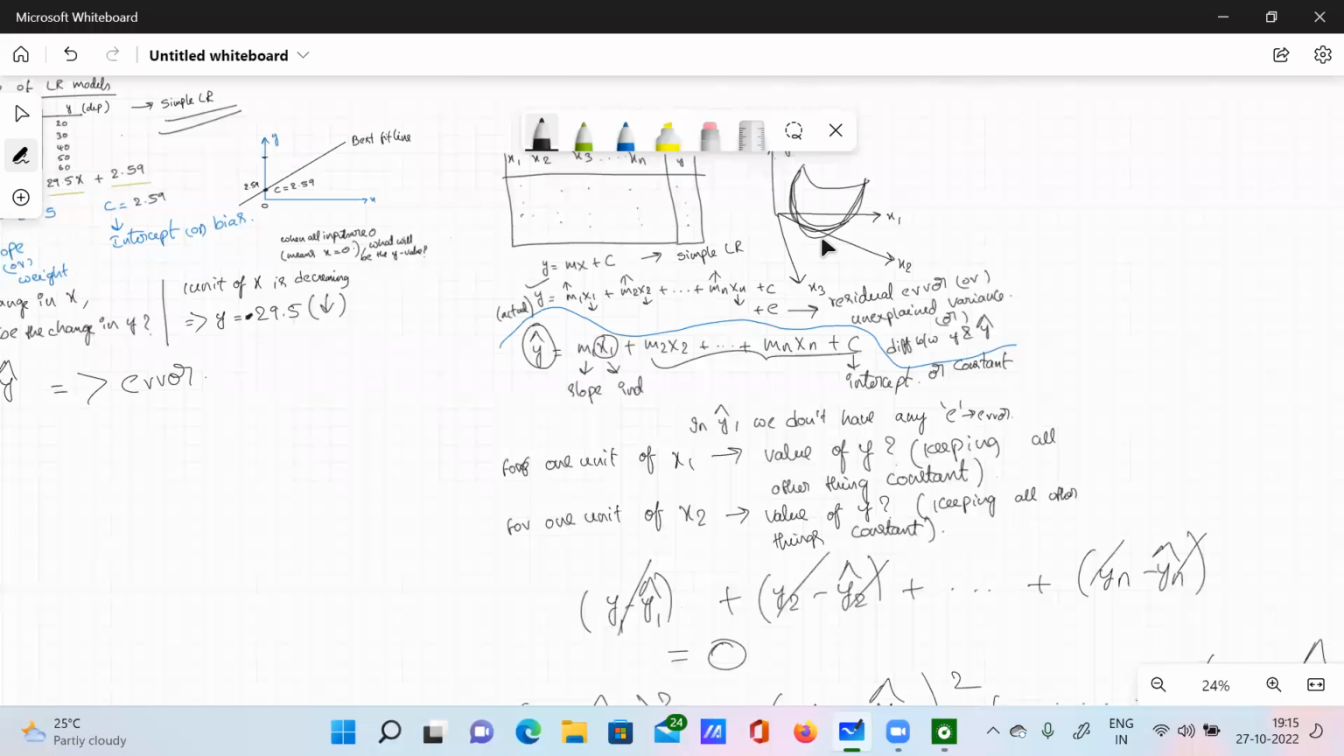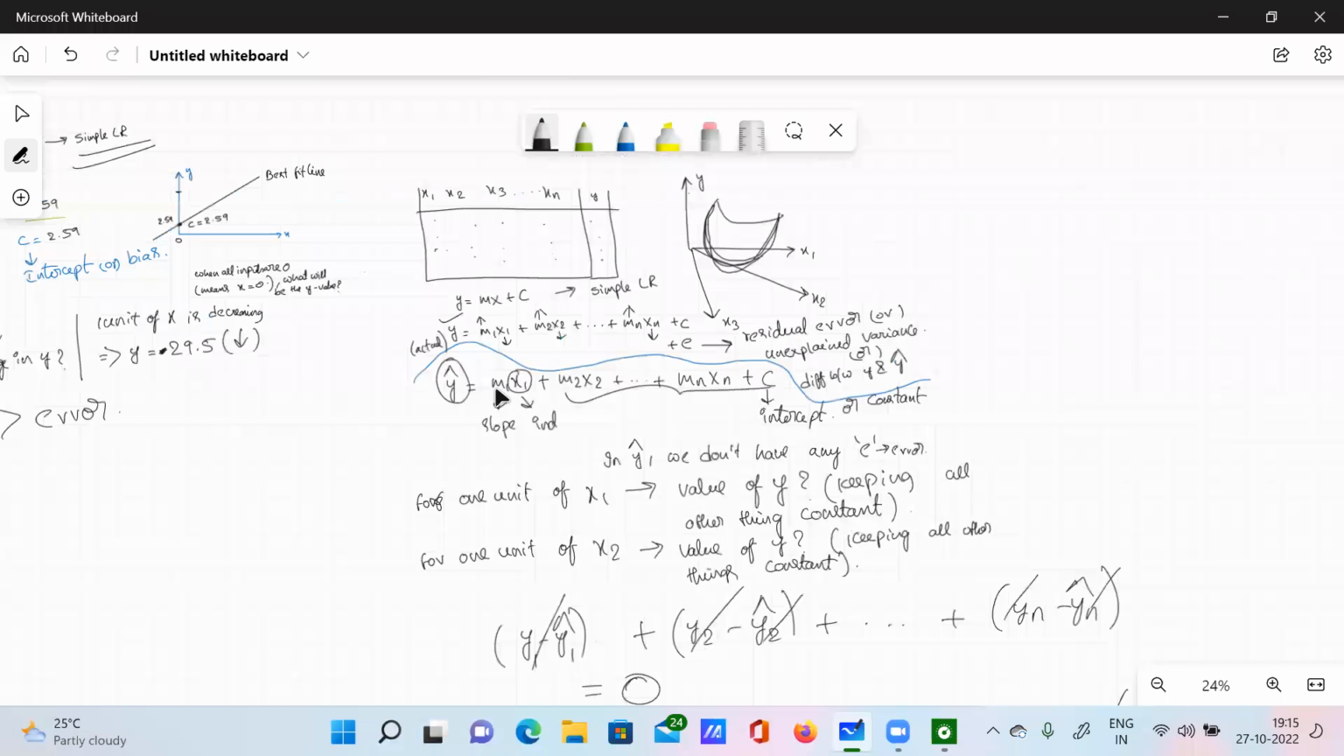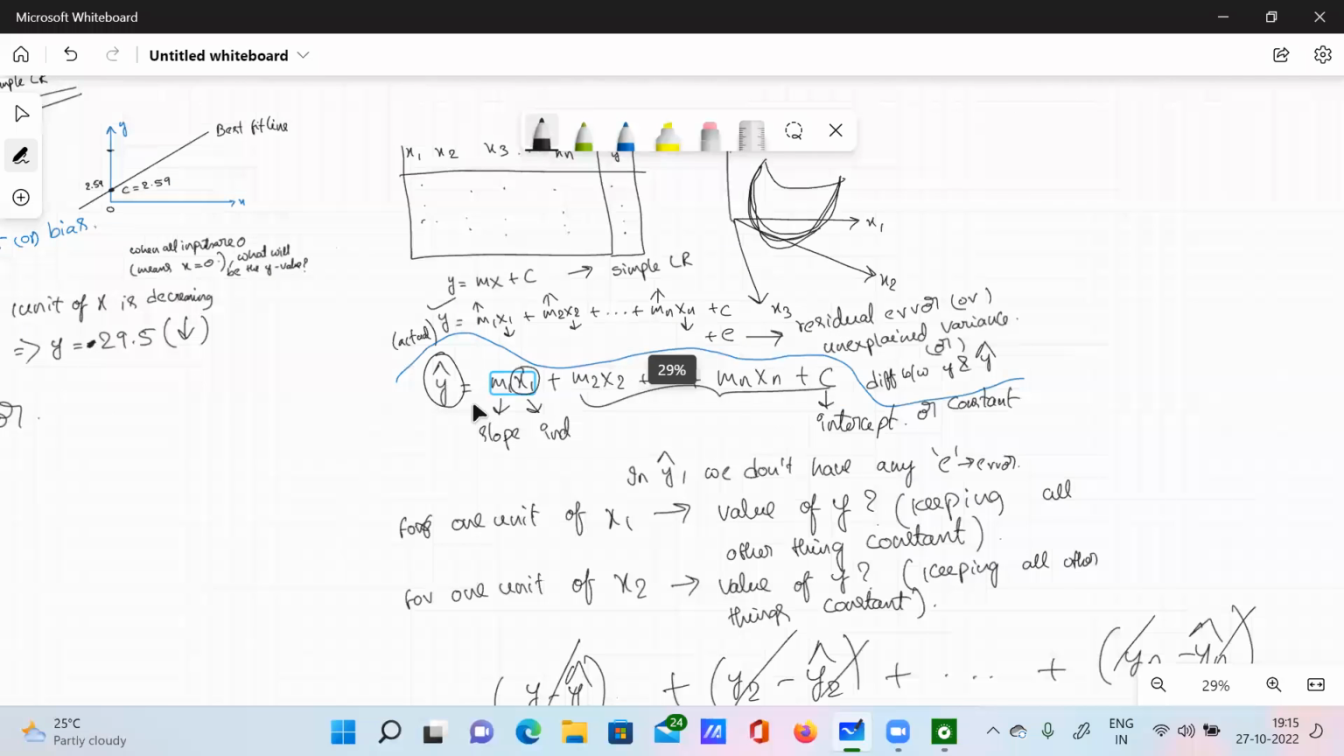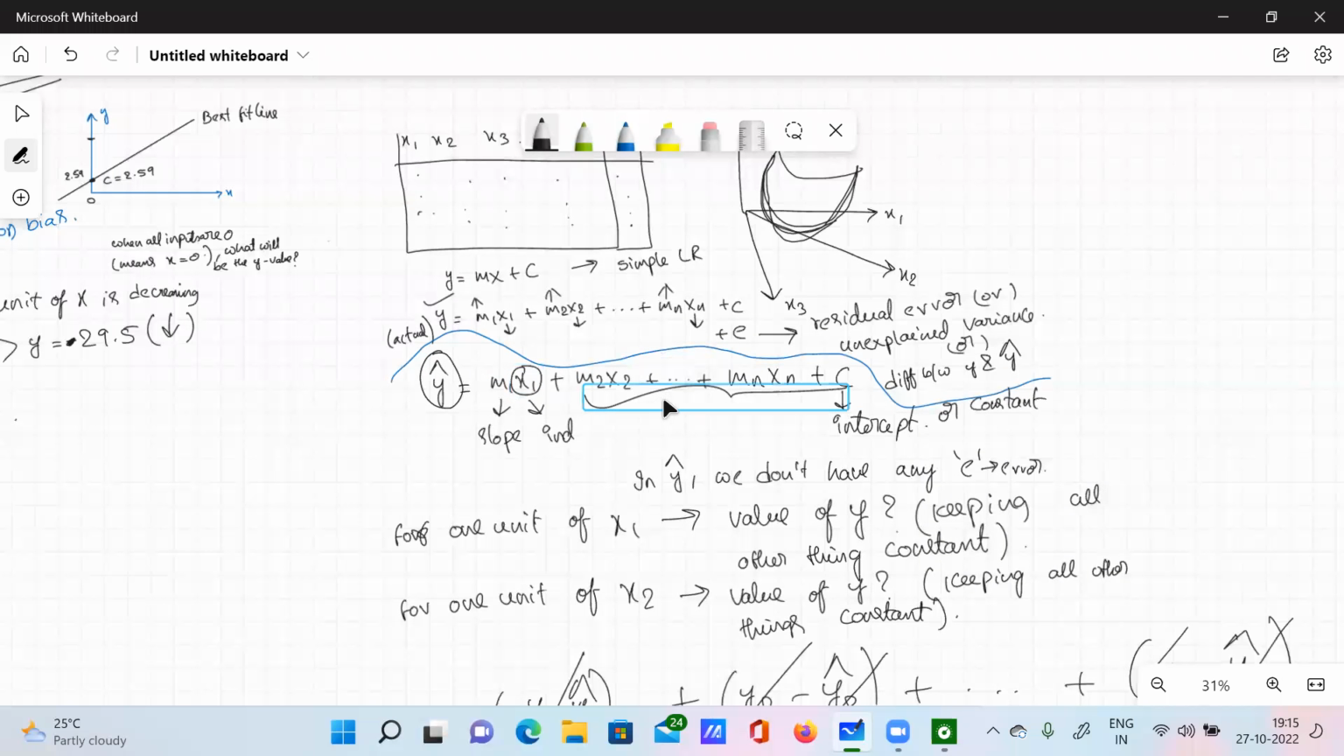So here, when it comes to the multivariate linear regression, you can explain this entire model using the help of an equation y equal to m1x1 plus m2x2 plus and so on plus mnxn plus c, right? So this is the equation here, where m is nothing but the slope, x1, x2, and so on are the independent variables. C is nothing but the intercept or the constant here.